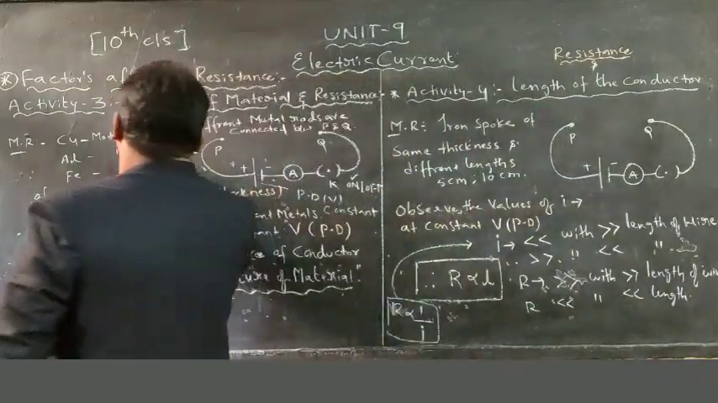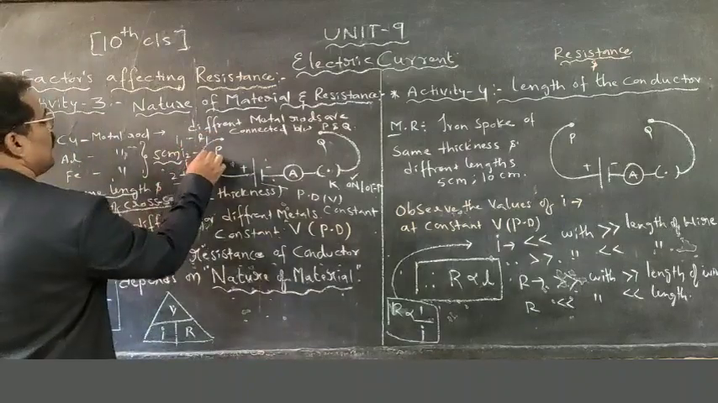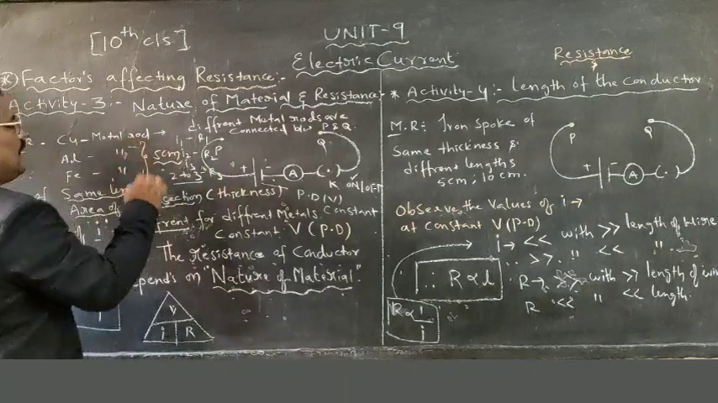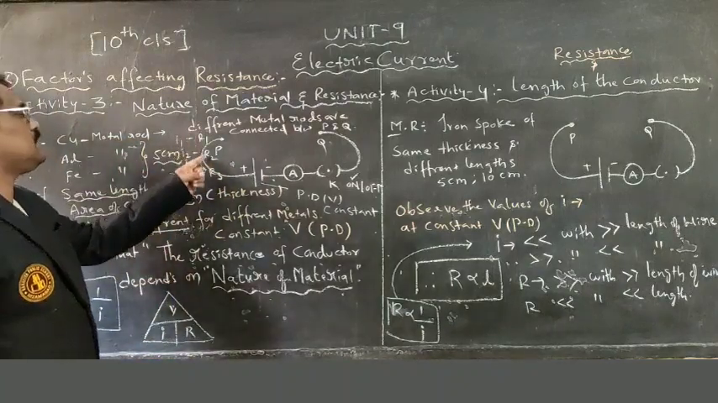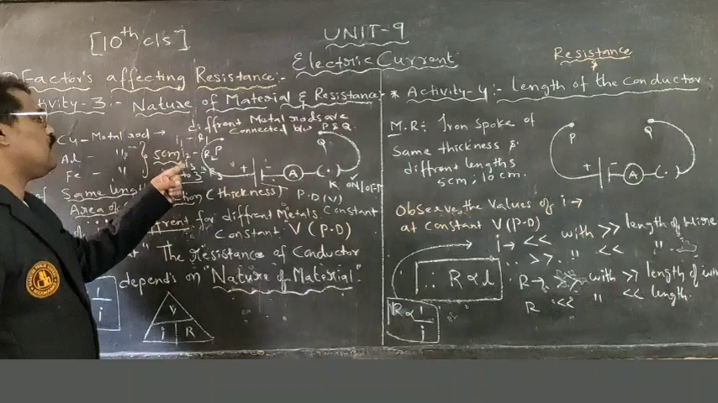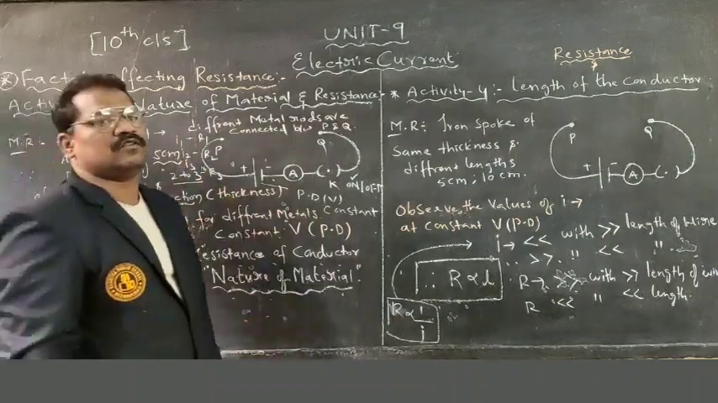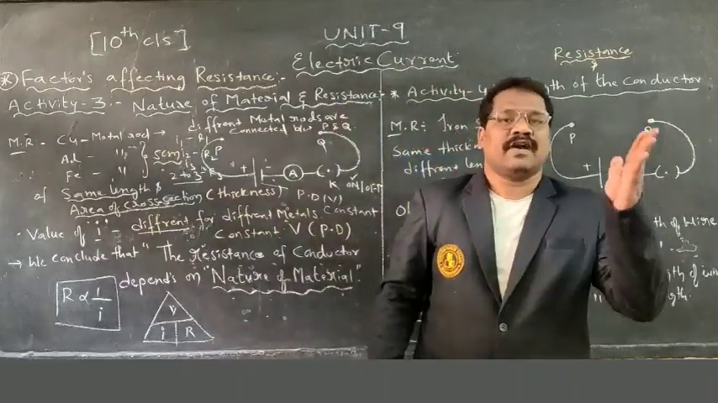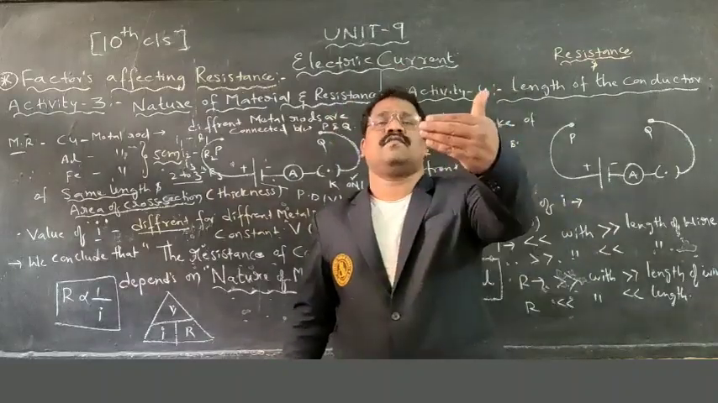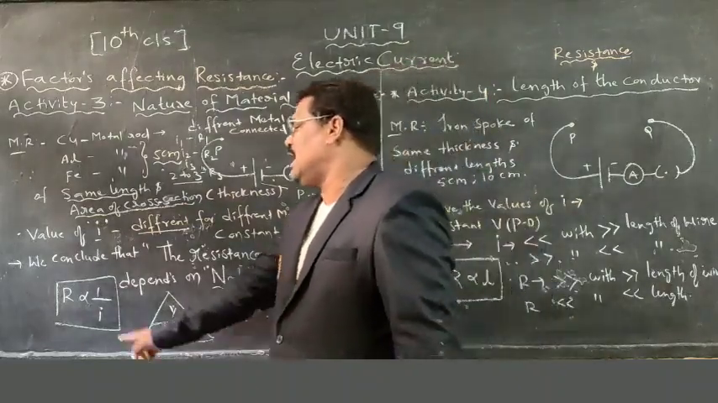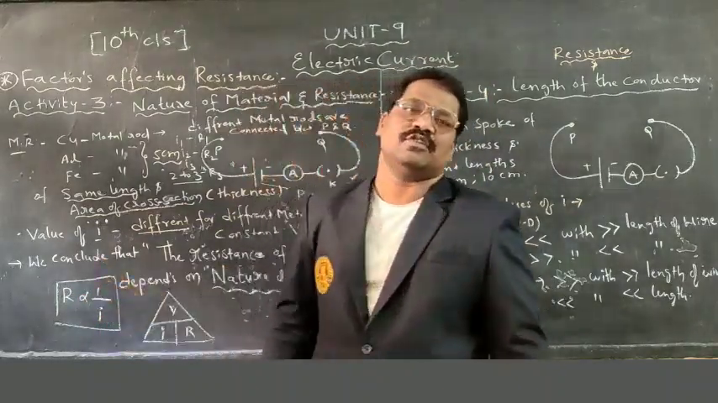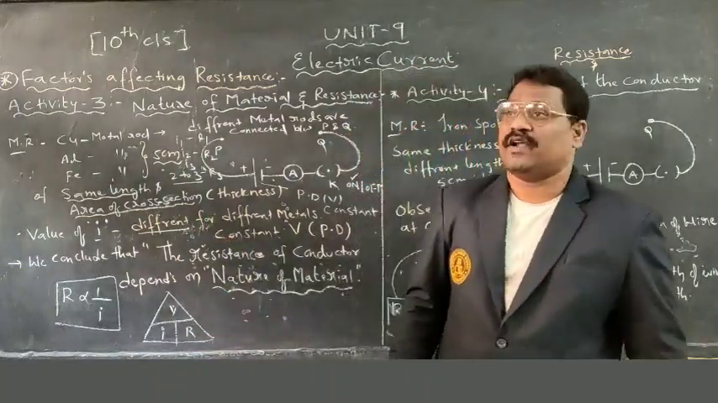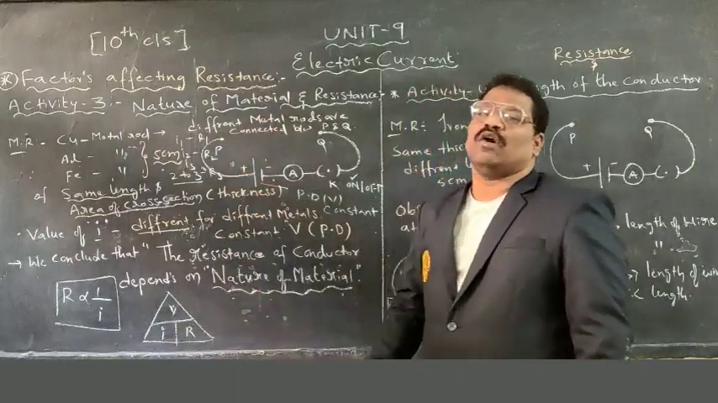For copper, resistance R1 will be there. For aluminium, resistance R2 will be there. And for iron, resistance R3 will be there. These three resistances differ. As the current flowing differs, the resistance offered also differs. If current increases, resistance offered decreases. If current flow decreases, resistance offered gradually increases, as resistance is inversely proportional to current flowing through a circuit at constant potential difference. This is Activity 3, what we can study.